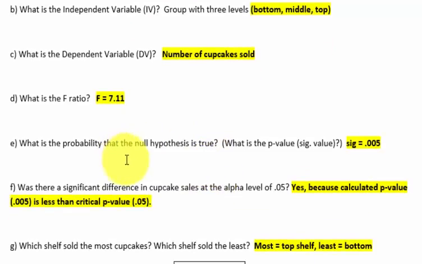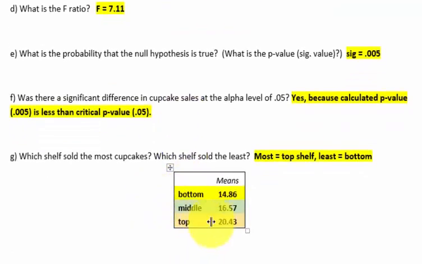The probability that the significance was true was 0.005, which proves that there was a significant difference between the levels when it comes to cupcake sales. Right? Your calculated p-value of 0.005 is less than the cutoff p-value of 0.05. Okay, so which shelf sold the most? It was the top shelf.